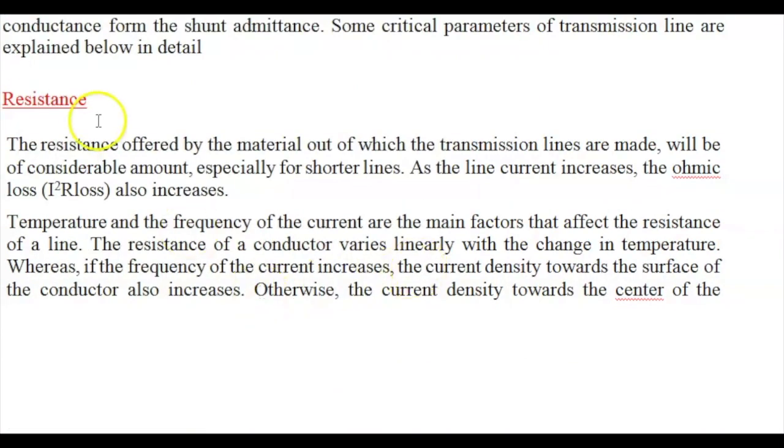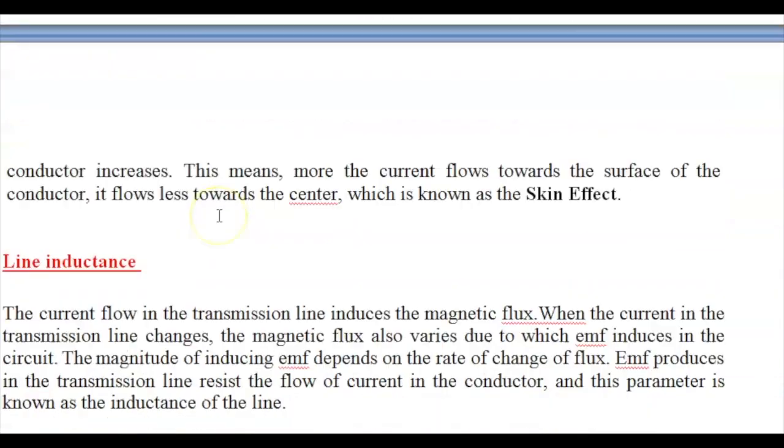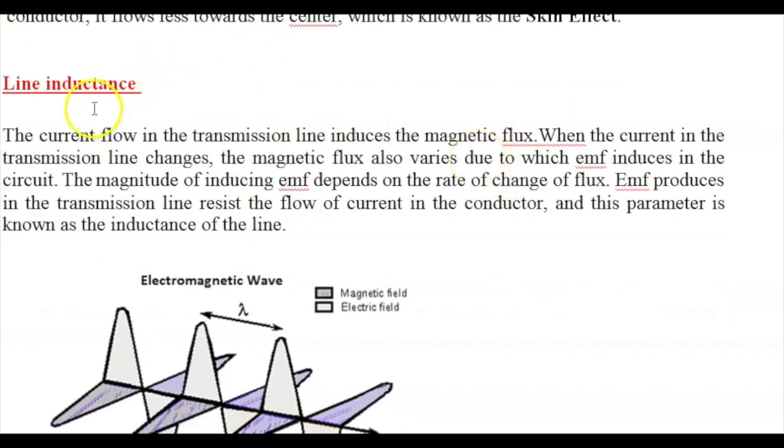As we all know, what is resistance? It is the resistance offered by the material out of which transmission lines are made, which will be of considerable amount, especially for a very short line. Here we have the ohmic loss defined as I square R loss, and the resistance is mainly affected by temperature and frequency of the current. And here more current flows towards the surface of the conductor and less towards the center, which is known as the skin effect.